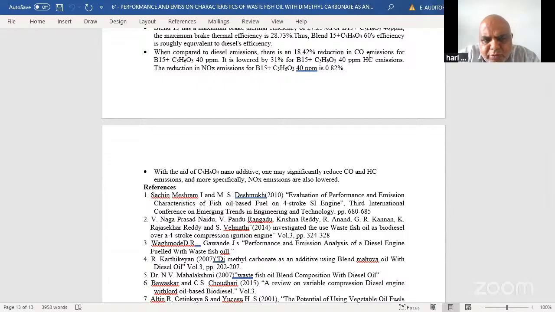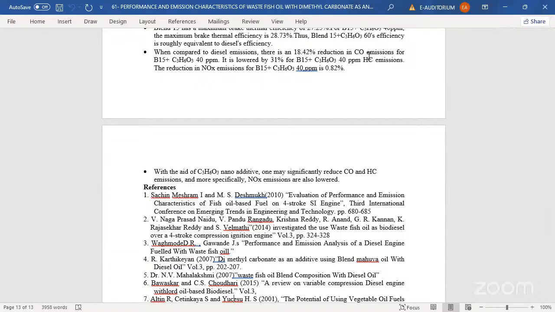If you take fish oil, around half a liter, you will get a yield of around 80% to 90% with methanol, KOH and other ingredients. You will get around 88% yield. So if you take 1 liter, you will get around 88 ml of biodiesel from the fish oil.